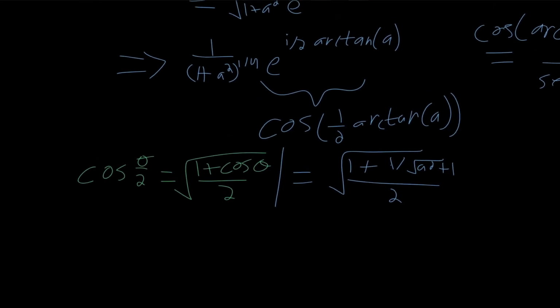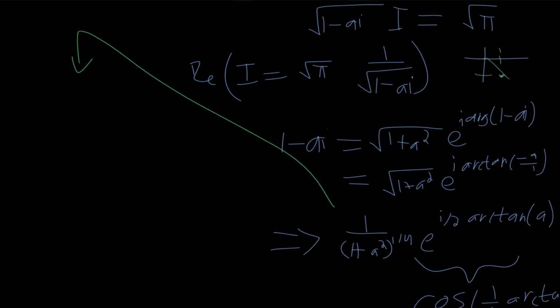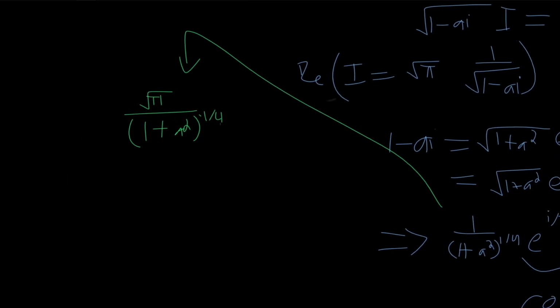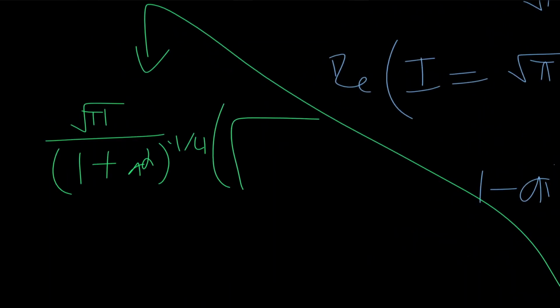So we've evaluated this part right here, so let's go ahead and plug that into our main formula above. Bringing this over down here, we see that we have the square root of pi over 1 plus a squared to the 1/4, and then times our result that we just got. So that is the square root of 1 plus 1 over the square root of 1 plus a squared, over 2. Close those parentheses, but we can actually simplify this a little bit.